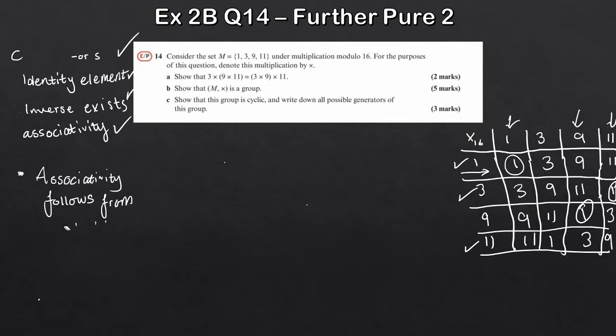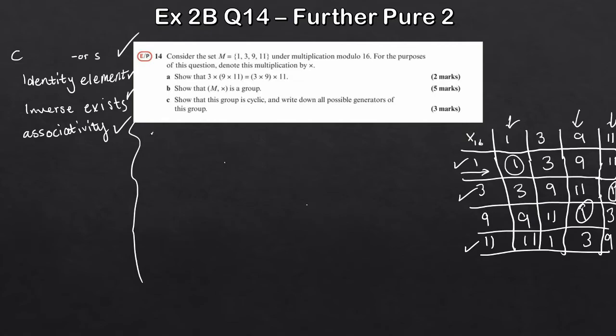So, to consider whether a group's cyclic or not, we need to consider the generators, right? So the possible generators for this group. What you're going to do is go across each element. So let's just get my pen back. For example, for this question, what you'll actually find is that 3 and 11 are both generators. So how do we know the generators?